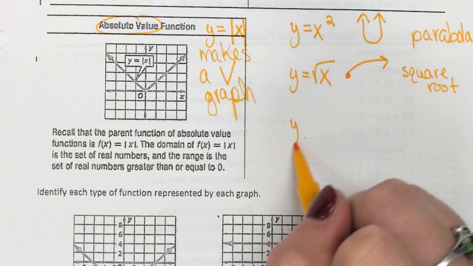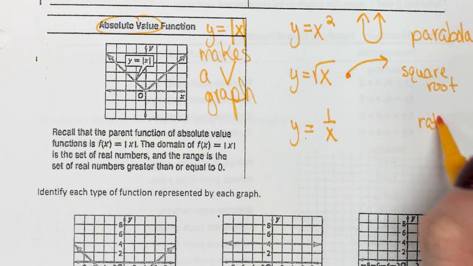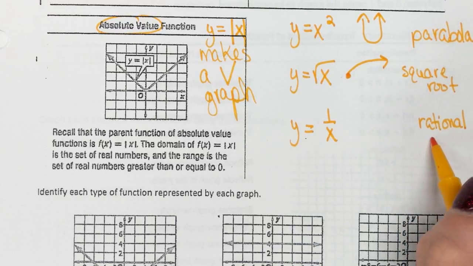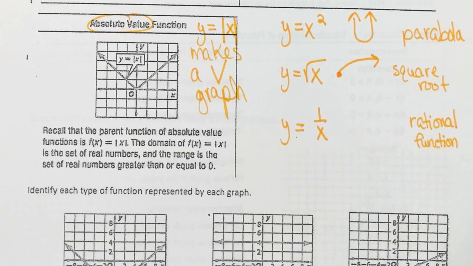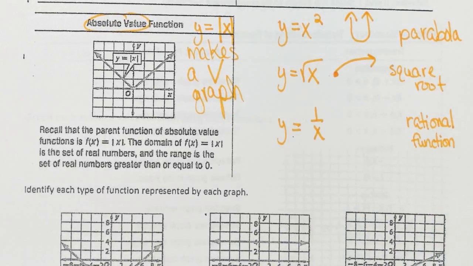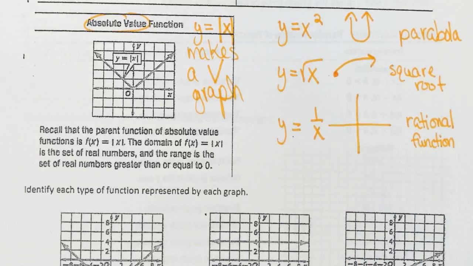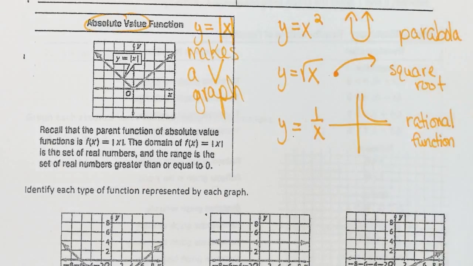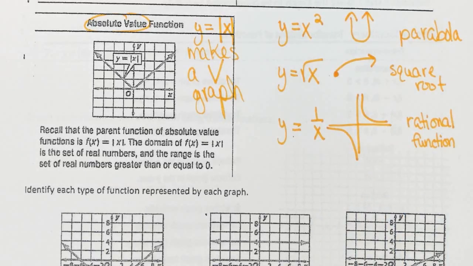And then the last one Madison told us was a rational function. And that was the 1 over x. Are these bringing back some memories? Yeah. And that was funky looking. Do you remember what? Yep. It was this little piece in the first quadrant. In the third quadrant, yep.